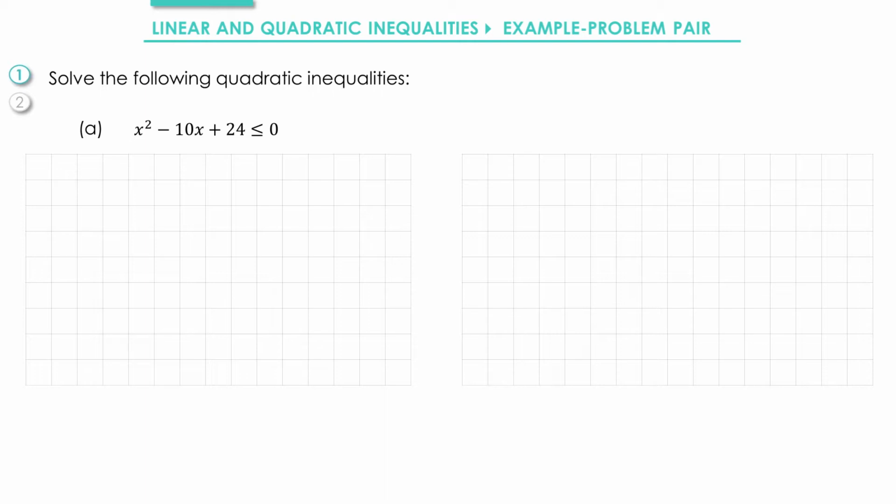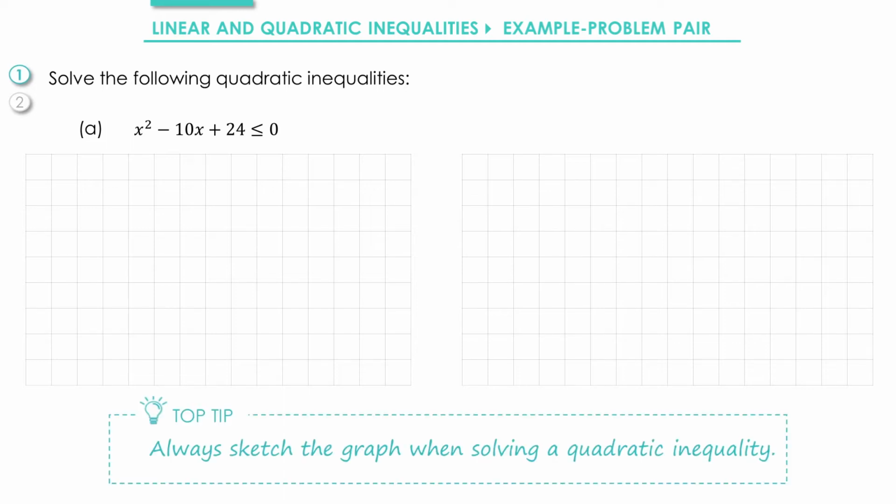To begin with, I'd like to point out my top tip for solving quadratic inequalities. I think this is really important, and if you follow this tip, you'll find you make a lot less mistakes with these kind of questions, even as they get harder. So the top tip is, always sketch the graph when you're solving a quadratic inequality. As we go through the example, I'll show you why that's helpful.